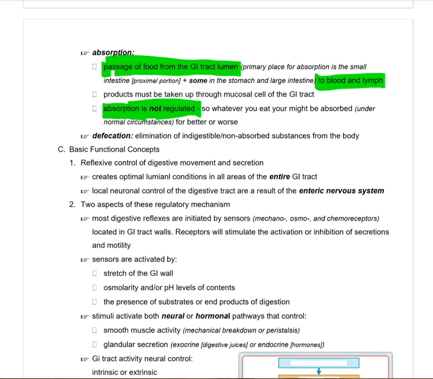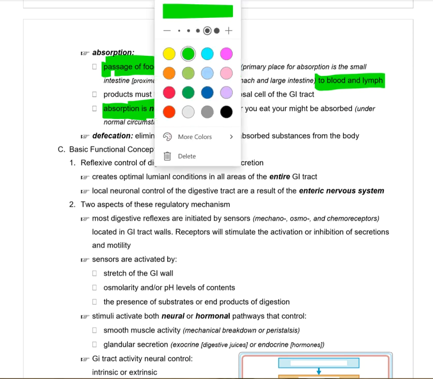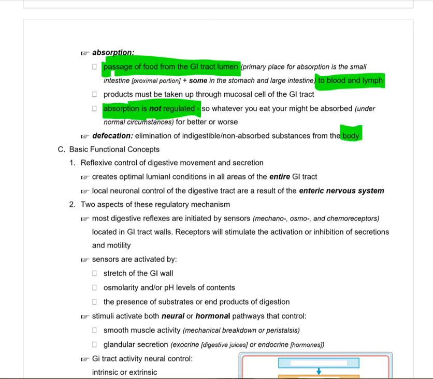Now, the last thing is defecation. Defecation is mostly the elimination of indigestible or non-absorbed substances from the body. There are a few things that we put into our fecal matter, like bilirubin, for example, which gets converted into stercobilin, that brown pigment, if you remember that from Biology 232. But for the most part, anything that we can't ingest or we can't break down will go out in our fecal matter. Okay, so that's our last spot.